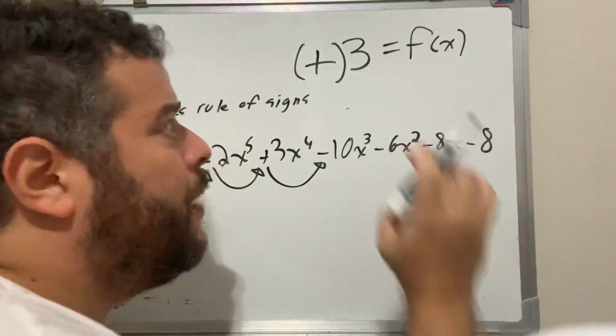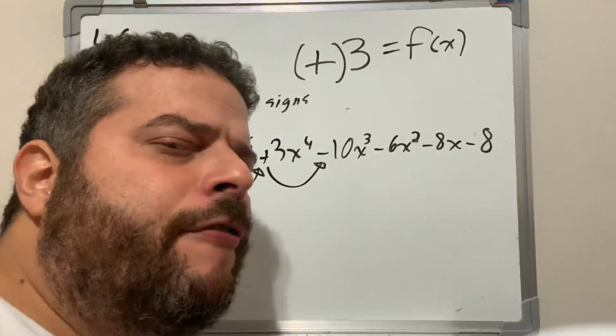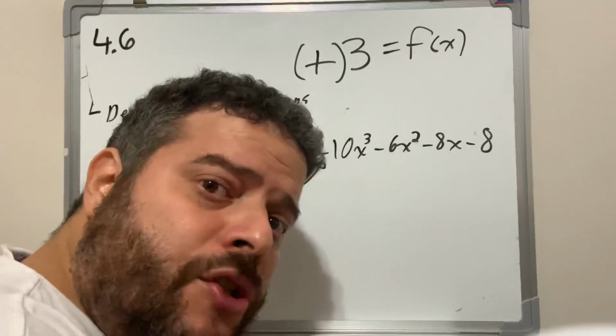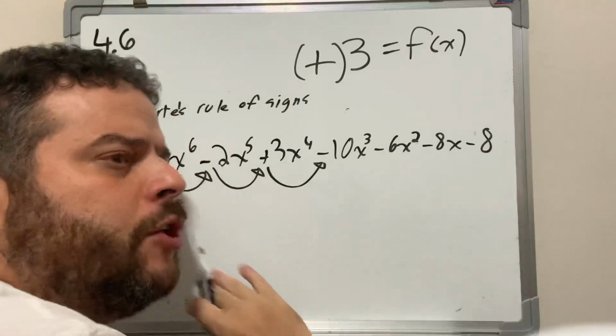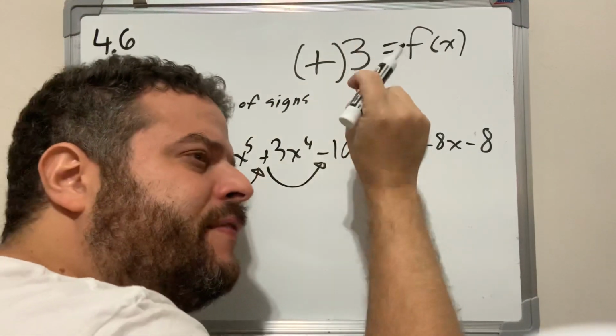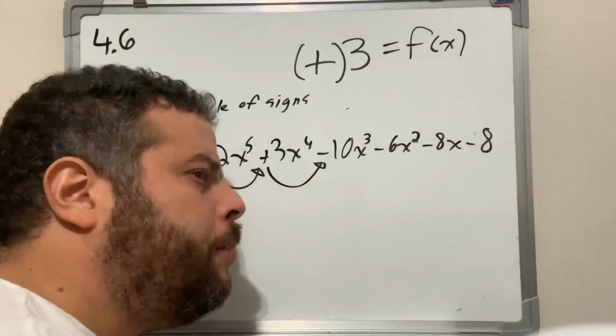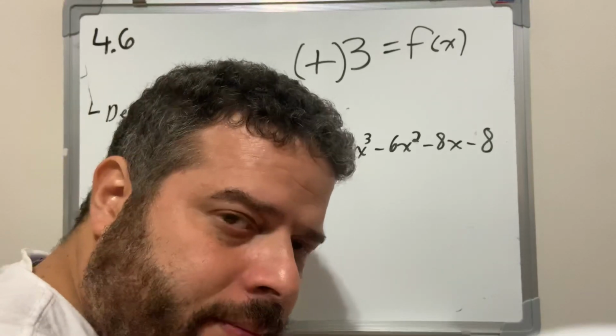A maximum of 3. There is no way this polynomial will have 4 positive solutions. So when you list all your solutions and you start doing synthetic division, once you find 3 positive zeros, you don't have to input any more positive numbers because they do not exist.